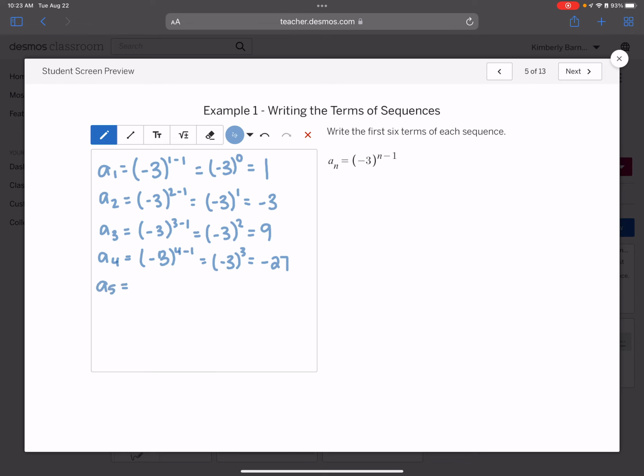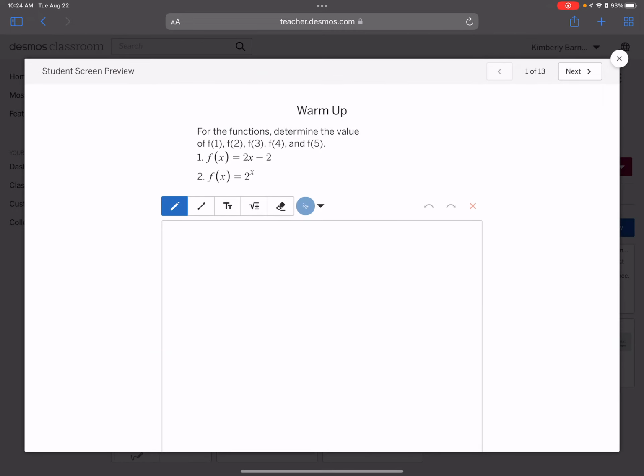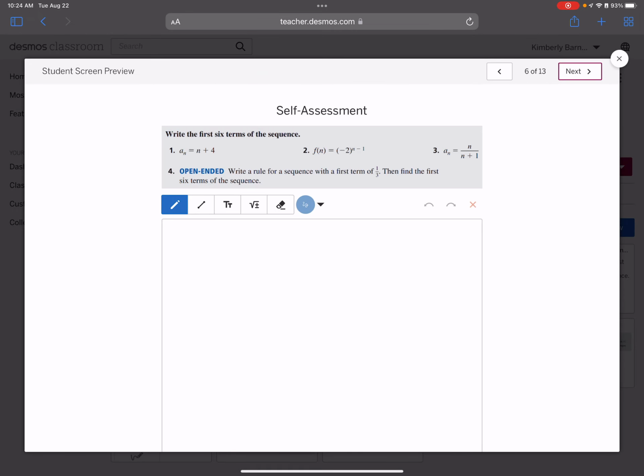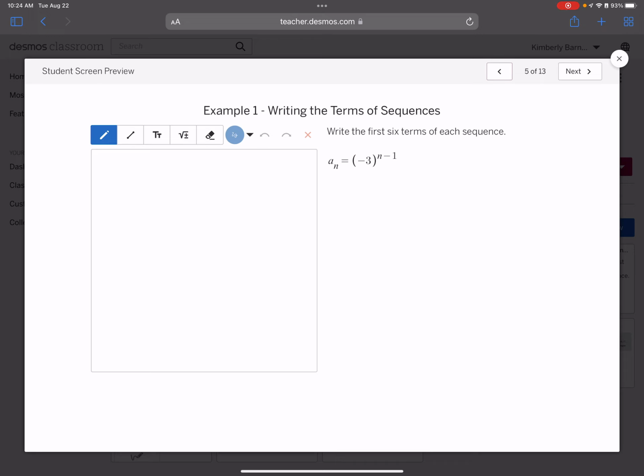A sub 5 is negative 3 to the 5 minus 1, so negative 3 to the 4th power. So negative 3 times negative 3 is positive 9. 9 times negative 3 is negative 27. Negative 27 times negative 3 is positive 81. If you need to go back to the video and pause for a second so you can copy those first 5 terms, go ahead and pause and go back.